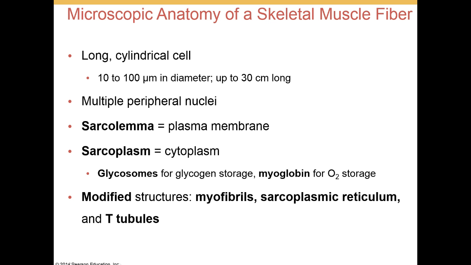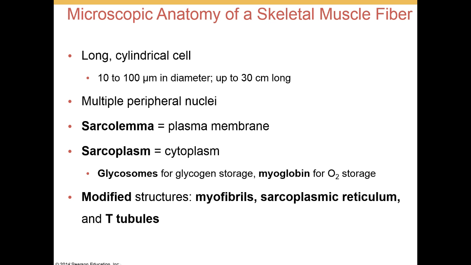Another structure that will be found in the sarcoplasm, found specifically in muscle tissue, is myoglobin. Myoglobin is very similar to another molecule found in red blood cells known as hemoglobin. Hemoglobin and myoglobin both store oxygen. So this is another indication that the skeletal muscle fiber is going to be a huge consumer of energy because glucose can be broken apart in the presence of oxygen to give off lots of ATP energy.